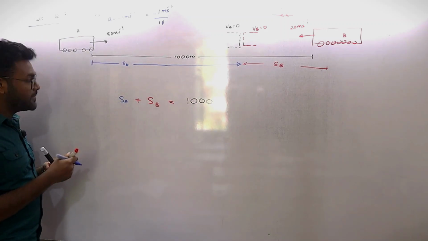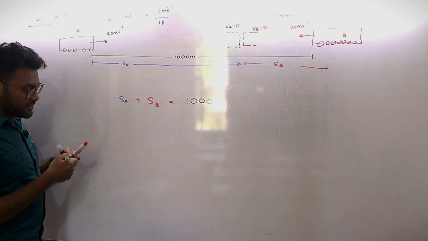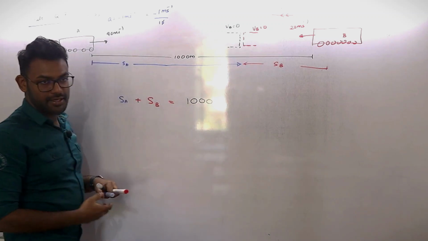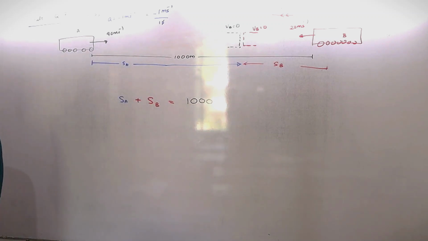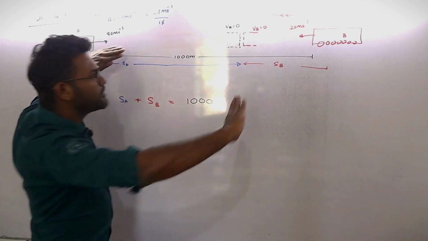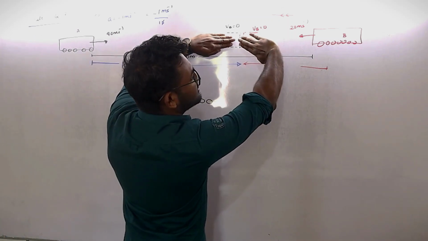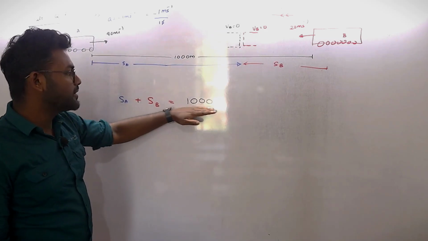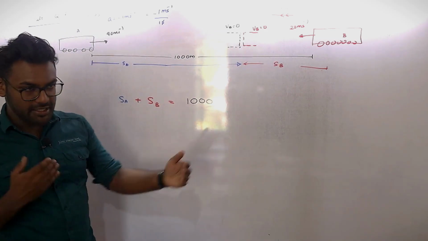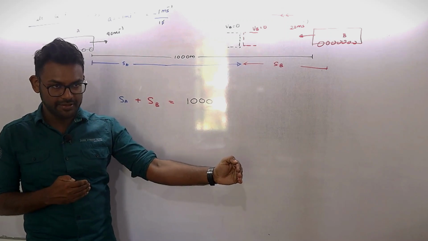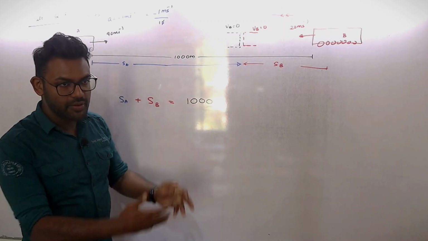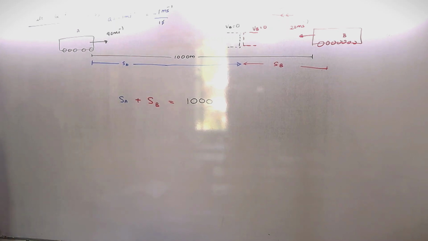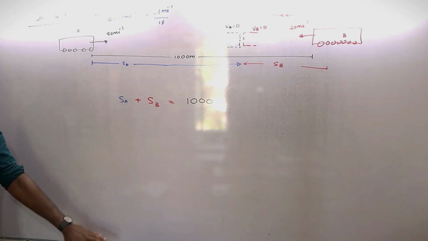SA is the displacement of A once it stops. SB is the displacement of B once it stopped. So to prevent them from crashing, almost like stopping, just touching, the displacement of A plus the displacement of B has to be limited to 1000 meters, because initially they're going to have a separation of 1 kilometer, 1000 meters. So they have to at least go that displacement, the addition of them together. That's the only way we can relate the motion of A with B.